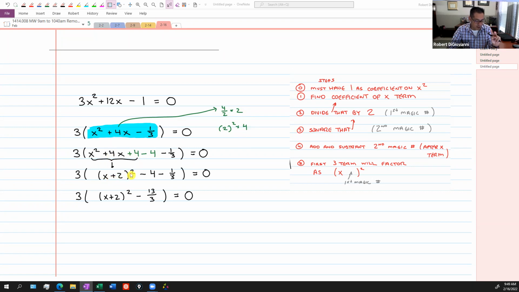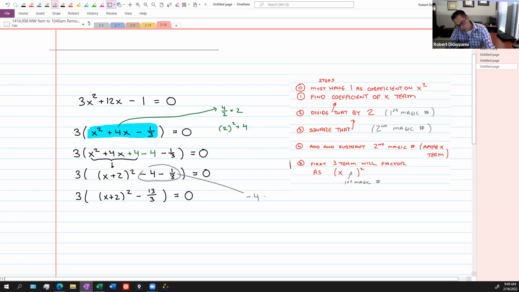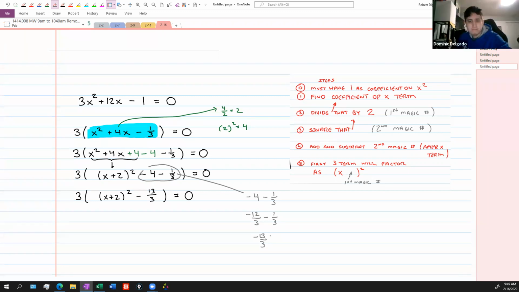There's the first magic number squared. And then I did -4 minus 1/3. So over here, let me make sure I did this right. I'm doing -4, take away 1/3. So I need a common denominator. -12/3 minus 1/3, which gives me -13/3. That clear? Yes, sir. Okay.